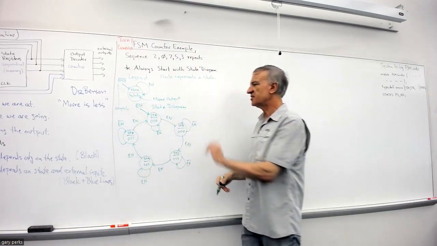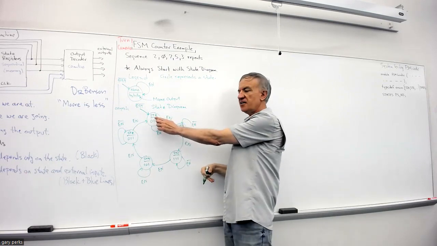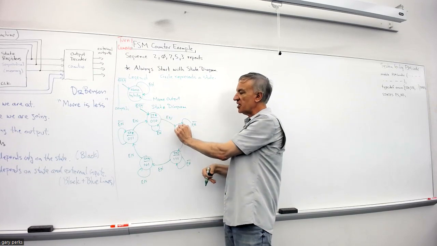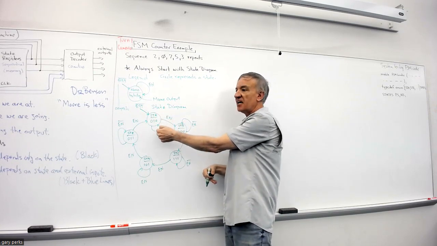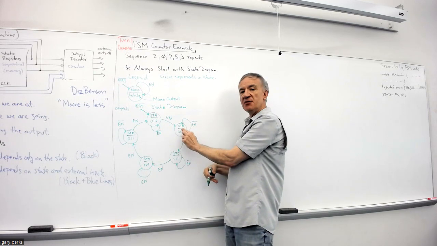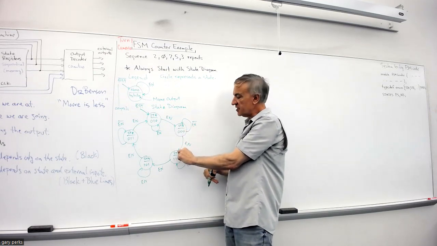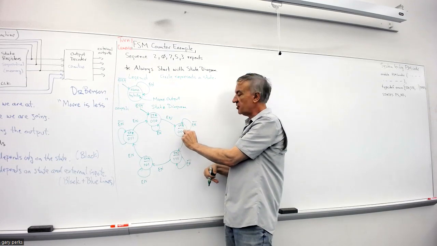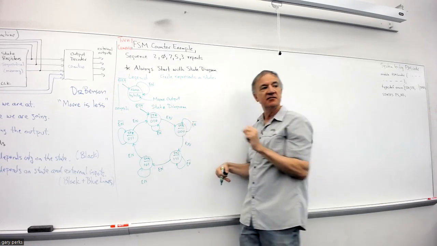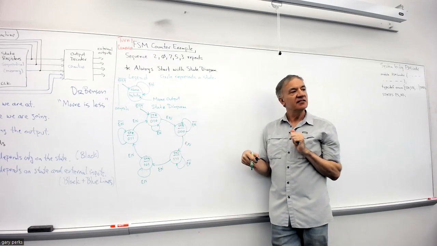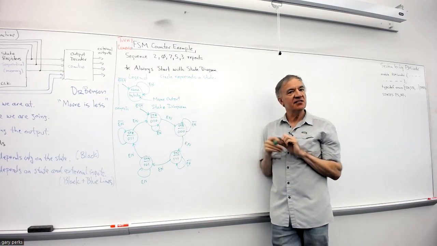All right, so you see what this is telling us. If we're in state A, on the transition of the next clock pulse, if enable's high, we're going to go to state B. If enable's low, we're going to stay in state A. When we're in state B, on the next clock edge, if enable is high, we're going to state C. If enable's low, we're staying in state B, and so on. Does everybody see what I did there?